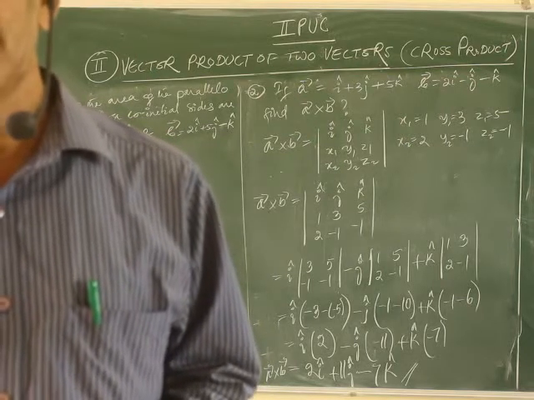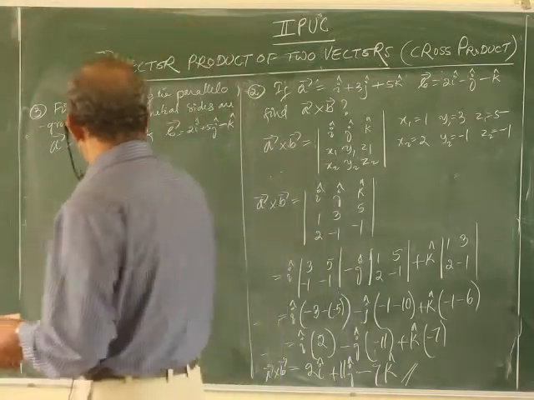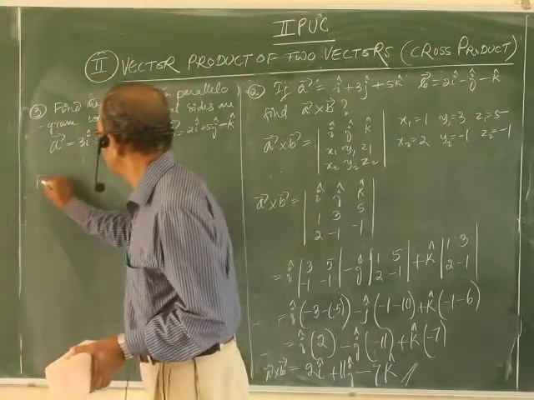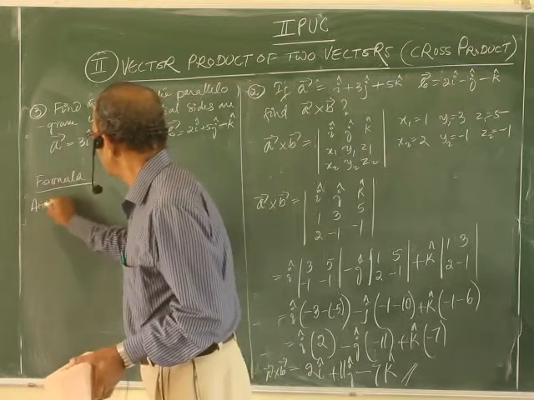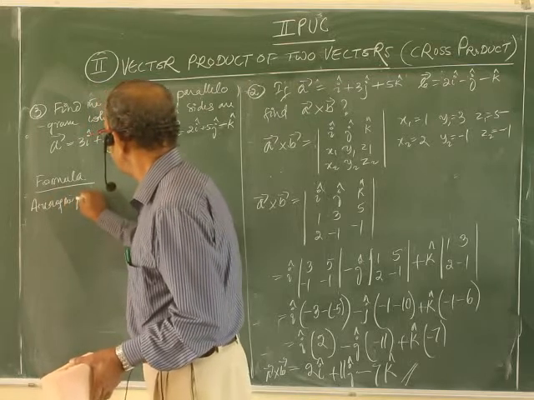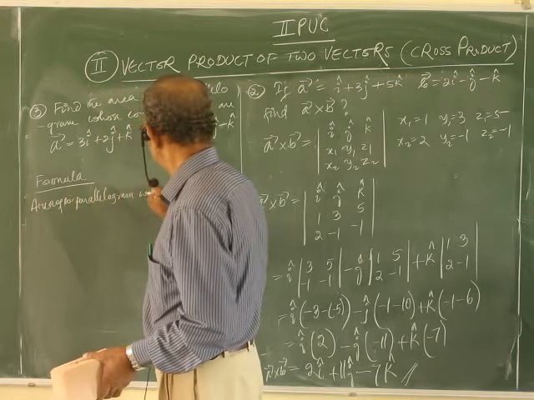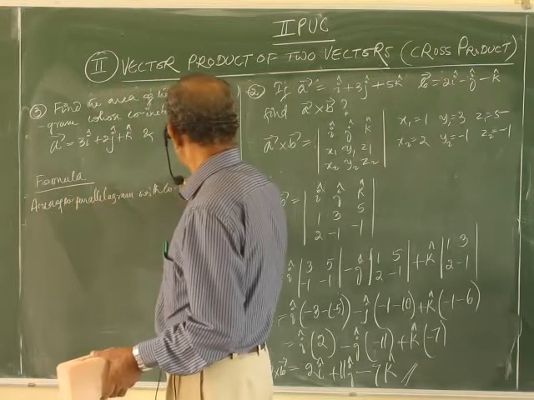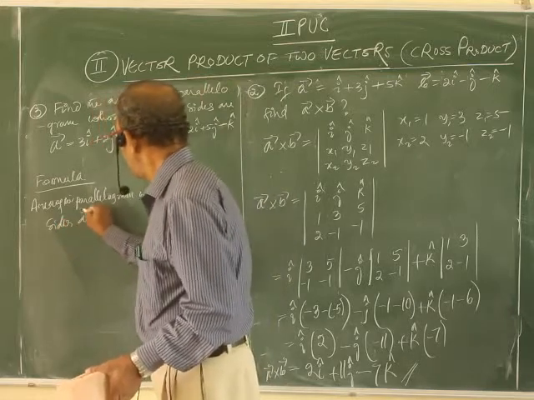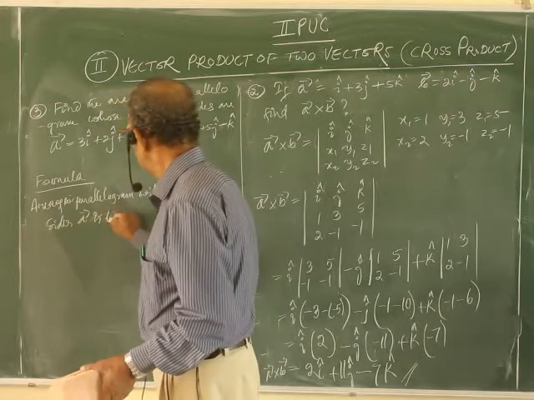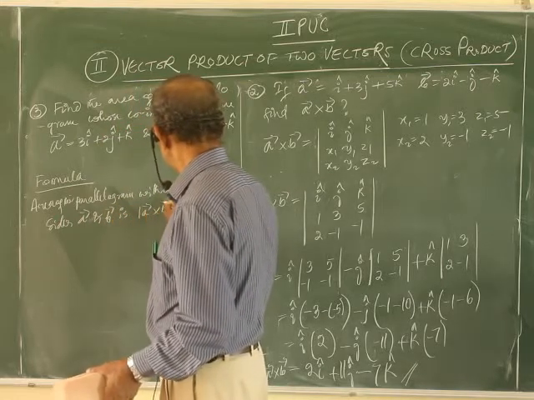Now, the previous one was the second one, the geometrical meaning, in which we get this. See, actually, area of the parallelogram means what? Formula: area of the parallelogram with co-initial sides A and B is mod A cross B.